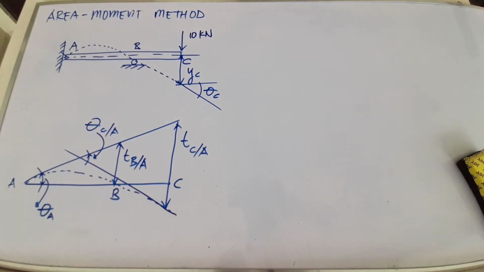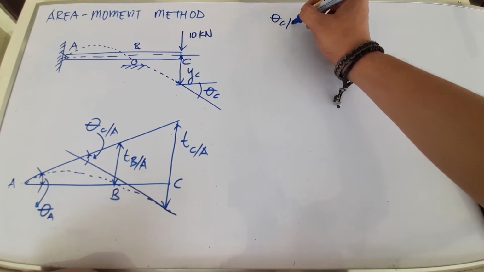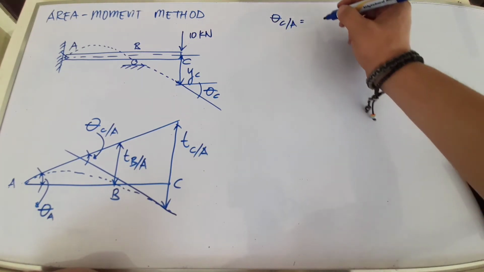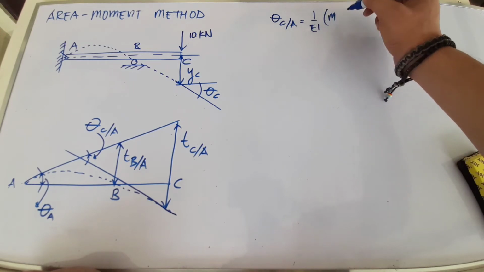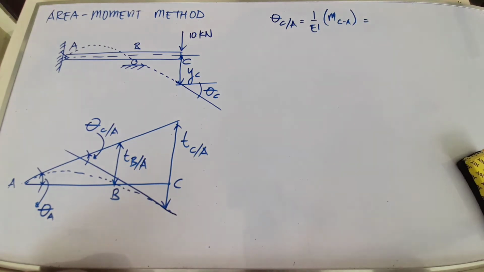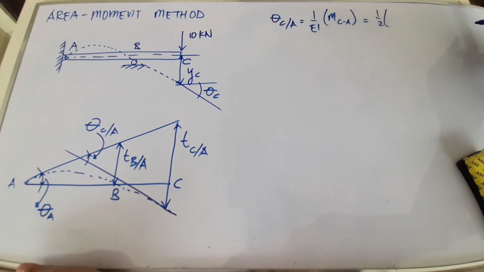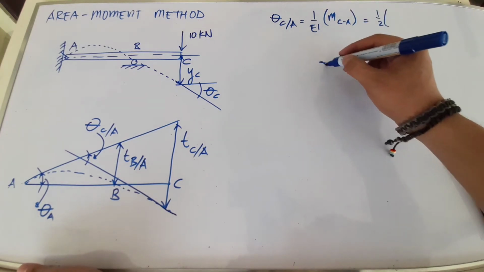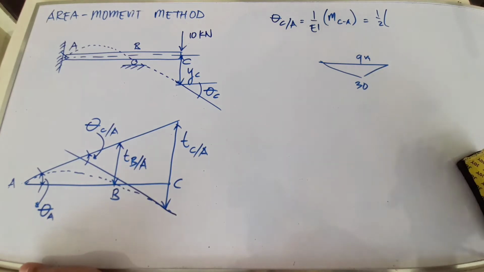We'll start with angle C over A. Area of moment diagram lang naman yan, no? We have θ C/A is equal to 1 over EI times the moment from C to A, which is equal to 1/2, triangular area lang naman yan, no? Yung kanina na ganito, which is 30, tapos meron tayong base na 9 meters. Okay?